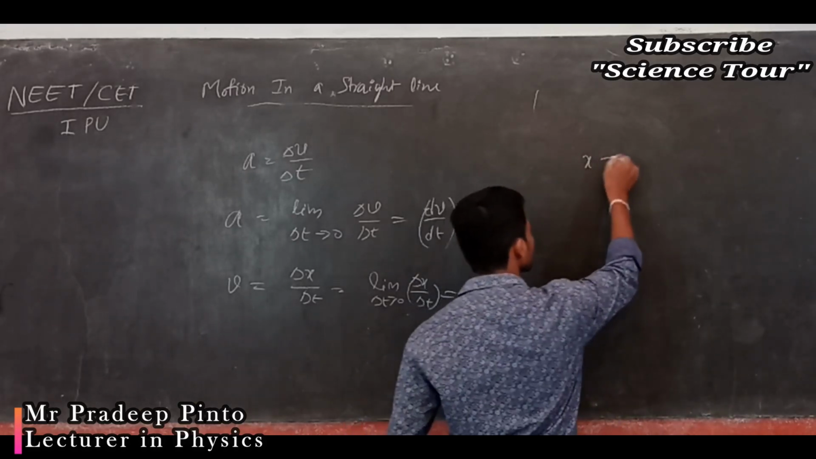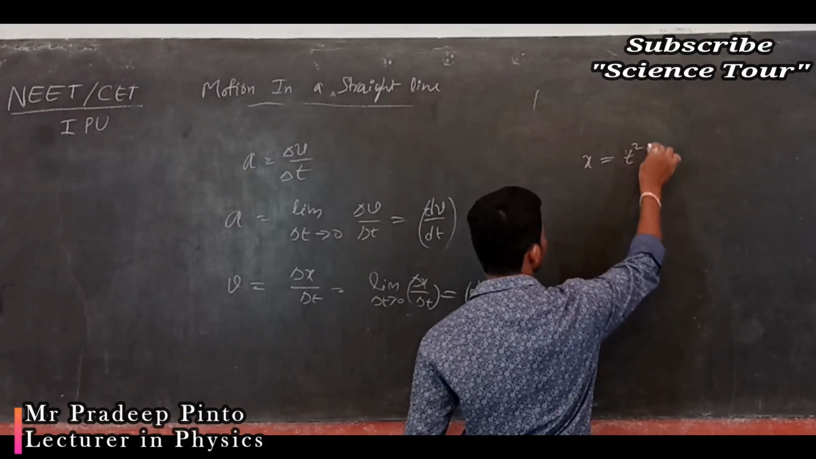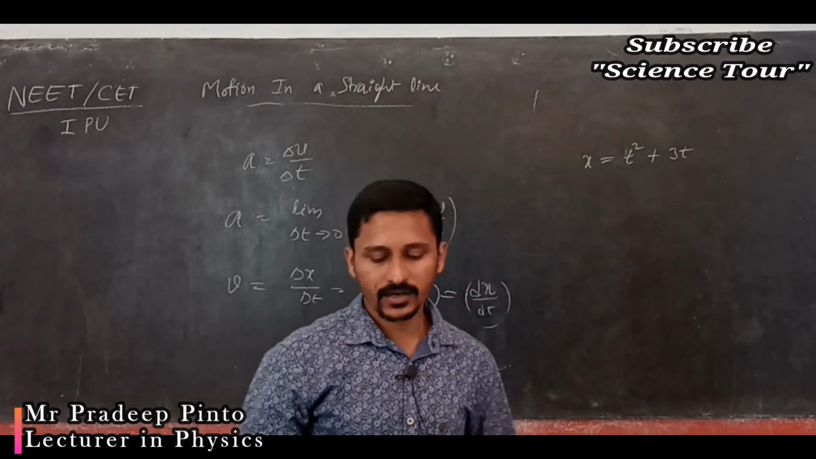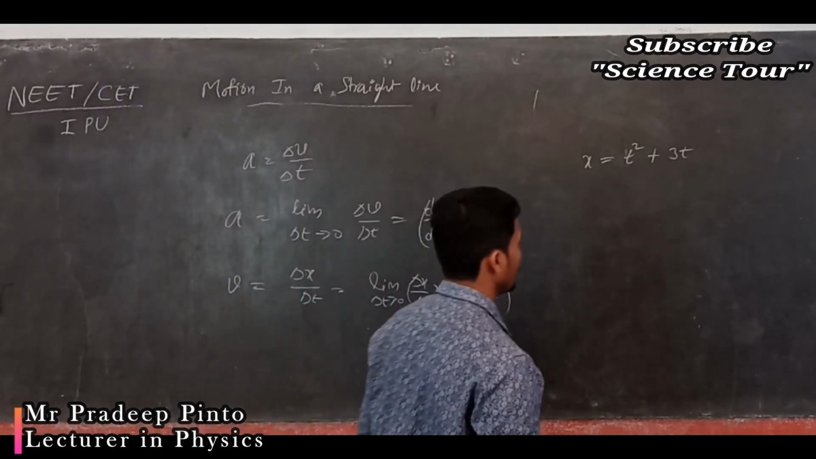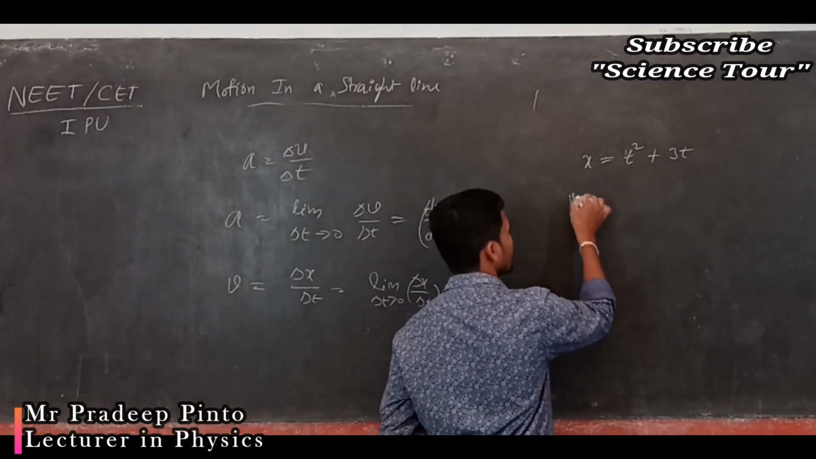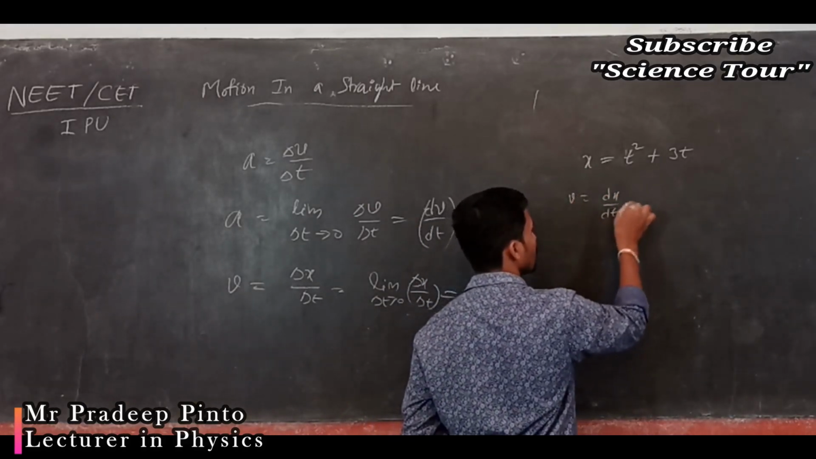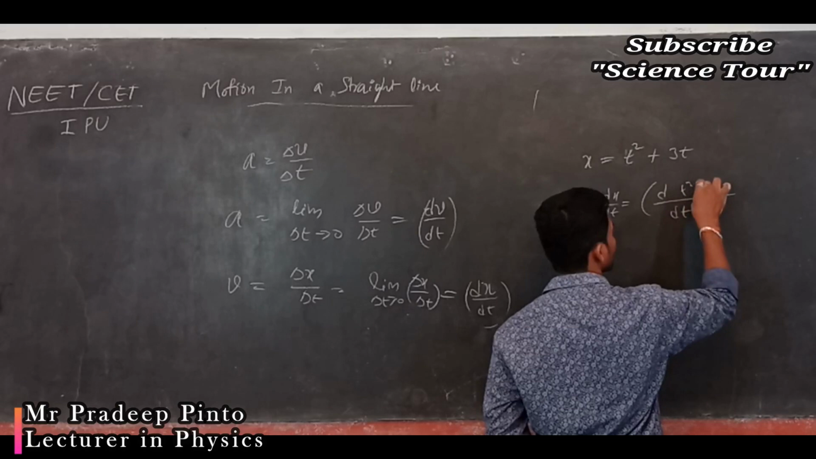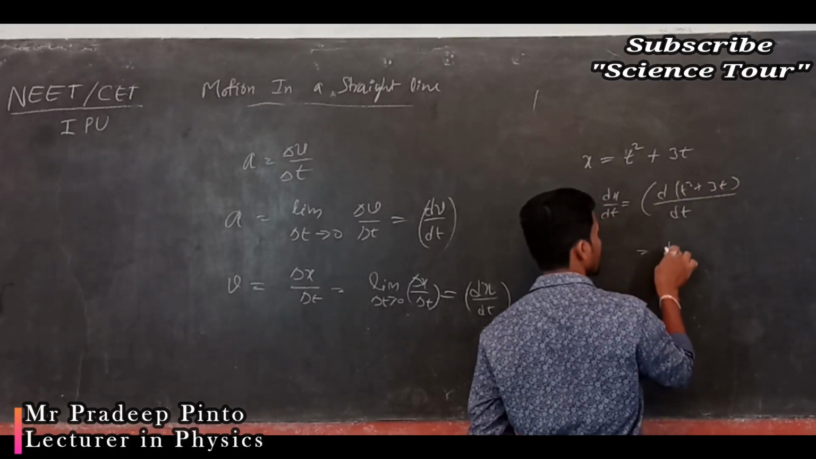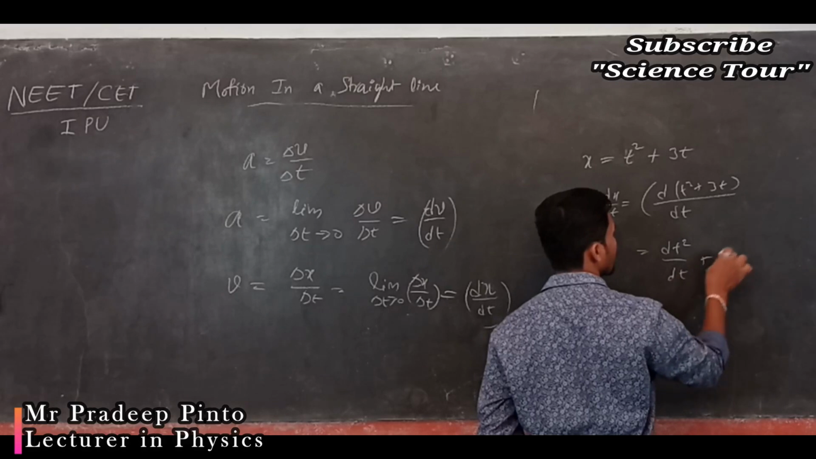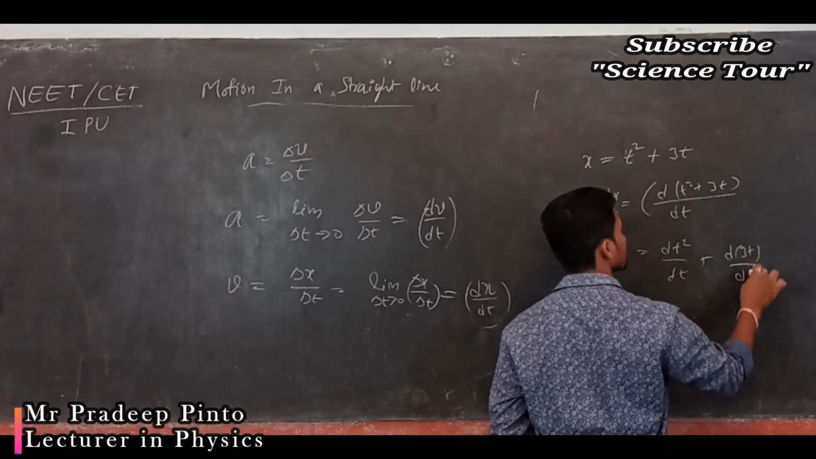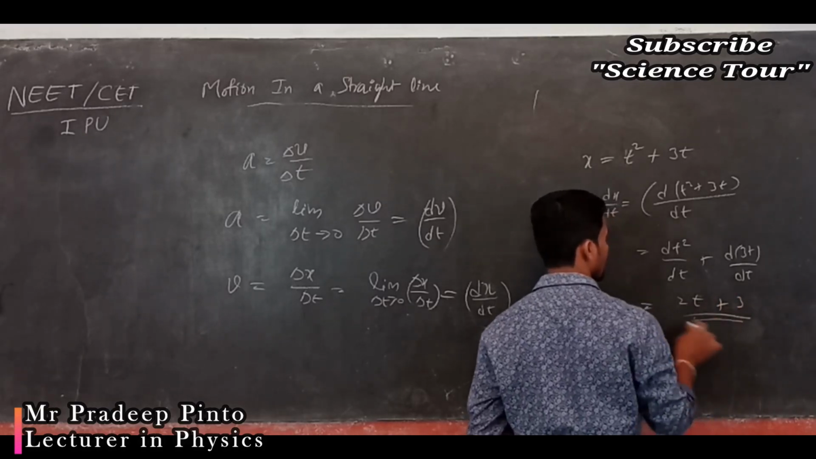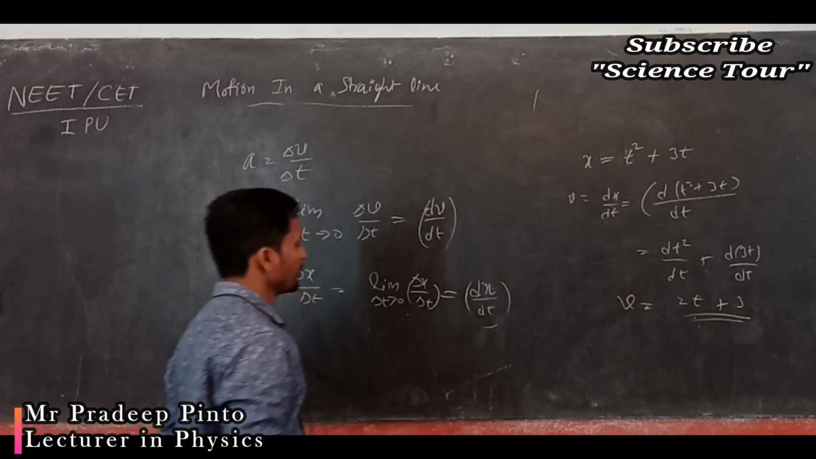Now say for example x is equal to t square plus 3t, I am going to give. Now I am going to ask you to find the velocity. How are you going to find it? We know that velocity is equal to dx by dt. In place of x, what do you have to write? t square plus 3t, and you have to differentiate it. d of t square by dt plus d of 3t by dt, which is equal to 2t plus 3 into 1, that becomes the velocity. That is differentiation.